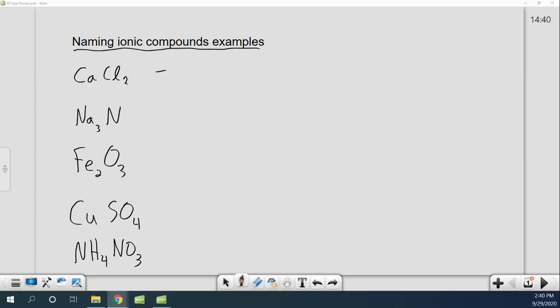If you balance slightly different than I do, you have your own system already set up, that's totally fine. You can stick with that as long as it works. I'm just going to show you what I do, and if you like yours, go nuts. But let's hop into naming ionic compounds.